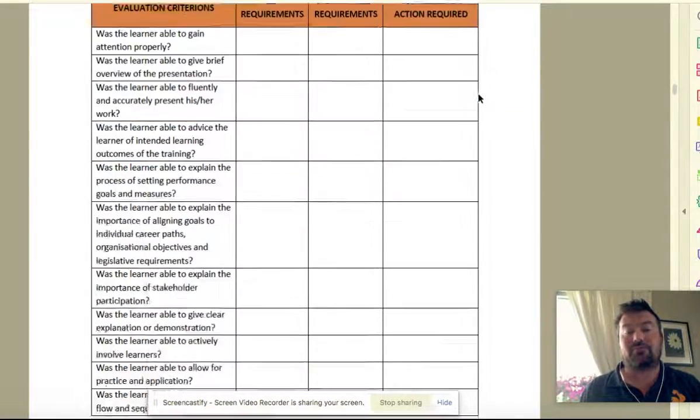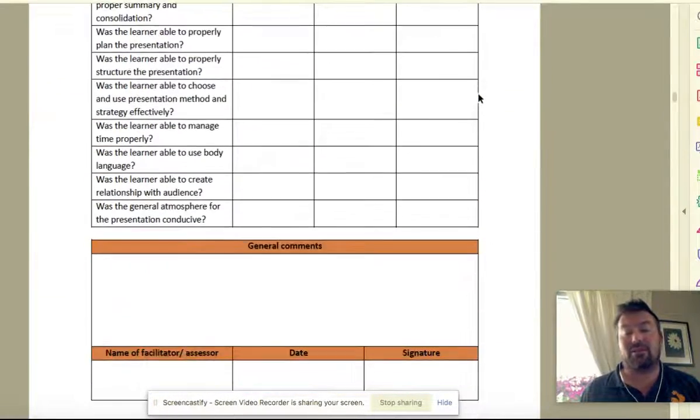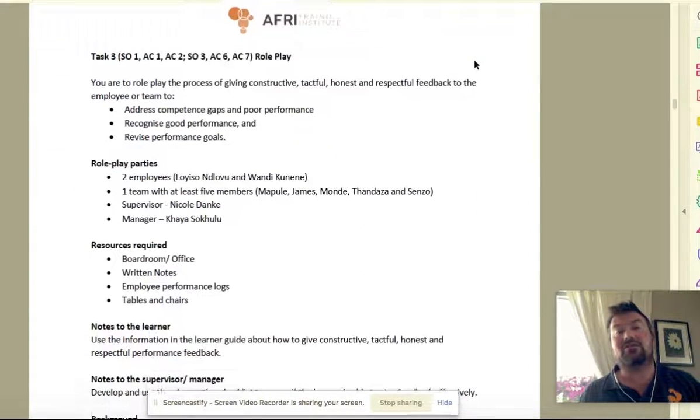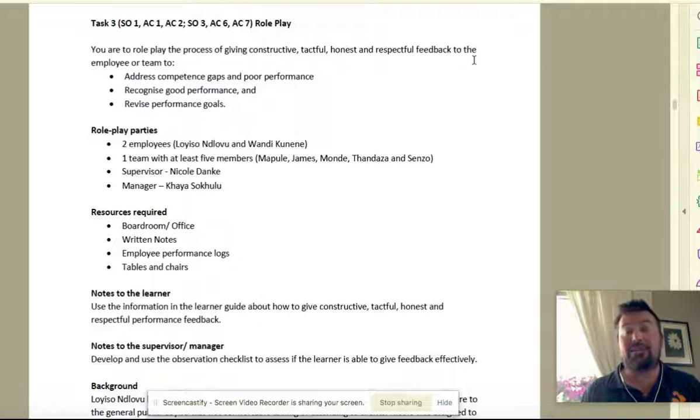Then, those are the evaluations, those are the assessment criteria. You are also going to do a role play, and that role play is going to be done in person. There are 3 scenarios: Loyiso, Wandi and a team. They have all performed at a certain level. You are going to read how they have performed, and you are going to role play giving feedback to that specific person.